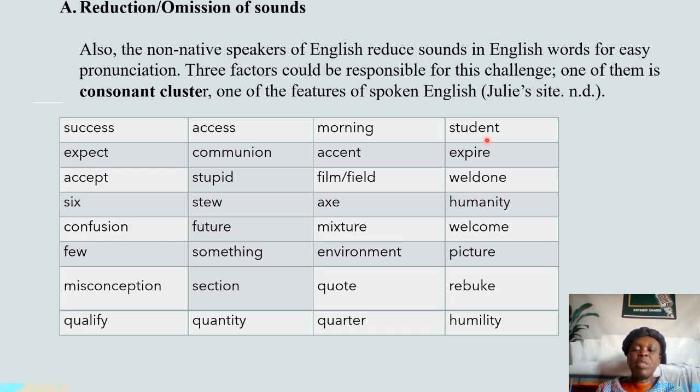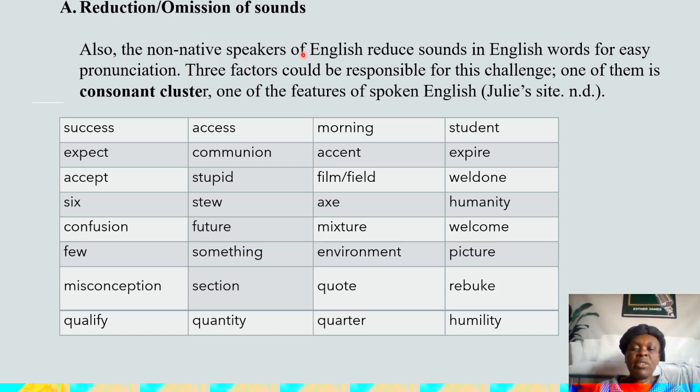Now we have been able to look at the exchange of sounds. That's the first challenge of the non-native speakers. The exchange of general extreme sounds, which is generally missing in all Nigerian languages. And then they exchange the individual sounds, which is peculiar to individual non-native speakers. Okay. And now we are looking at the second challenge, which is reduction or omission of sounds.